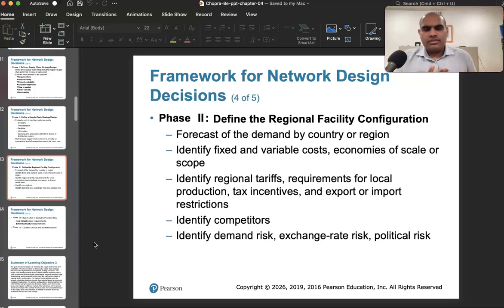So the way I think about this is regional facility configuration is where you're trying to figure out, well, where do I locate a single facility, right? So you're looking at facility by facility individually. So where do I locate my individual facility? This is a decision where you're locating one facility, right?